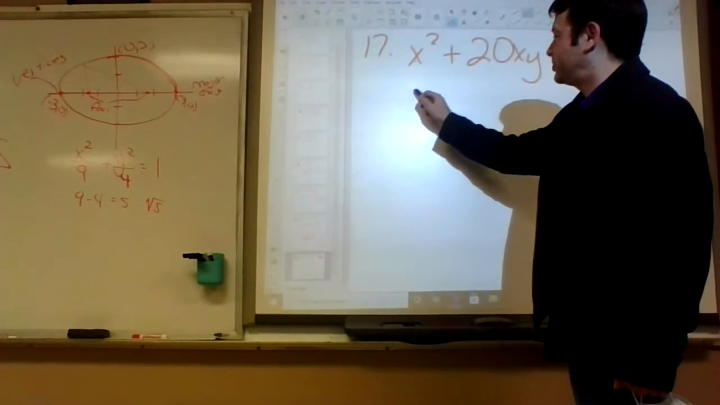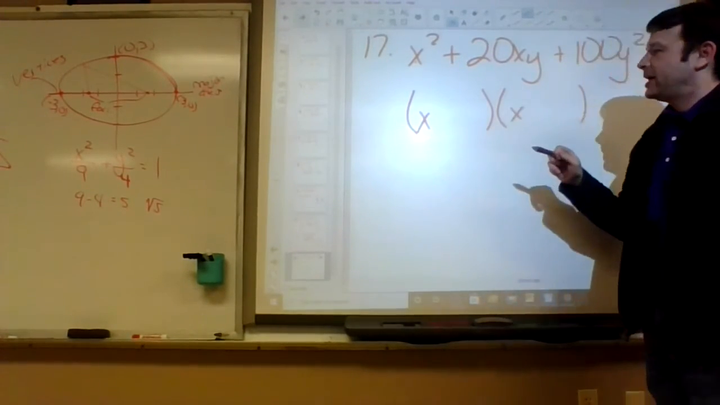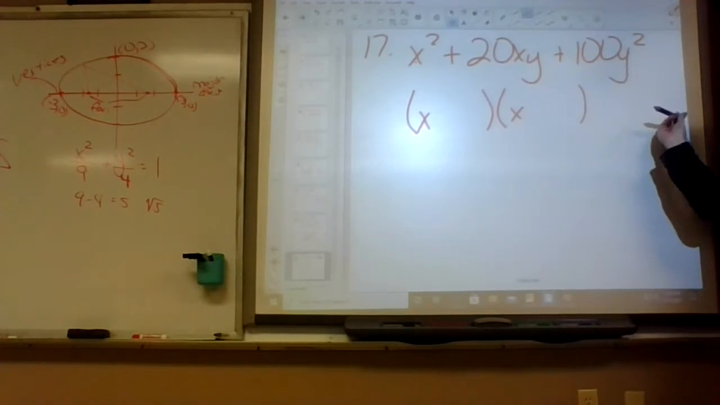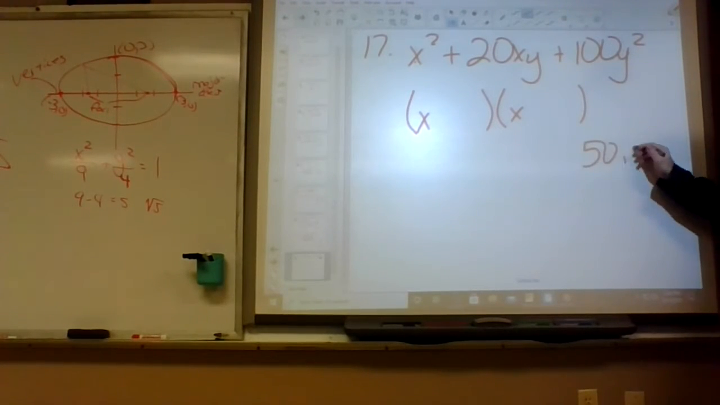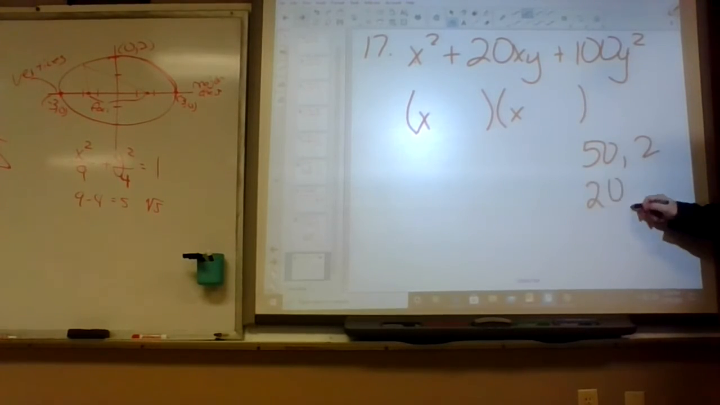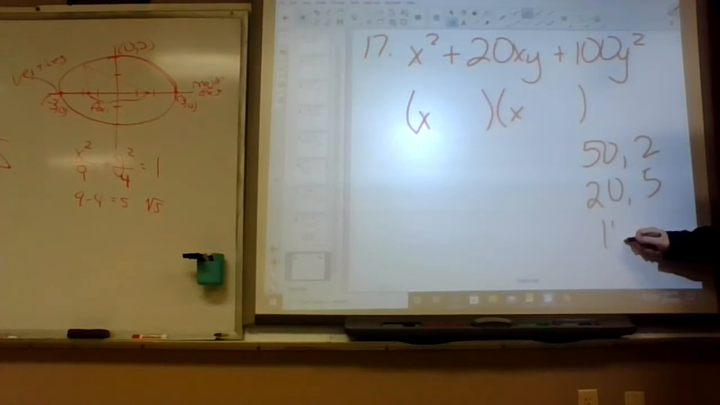So what goes into x squared? x and x. For the back part, you're still saying what goes into 100y squared. So let's focus on what goes into 100. 50 and 2. Does that add up to 20? 20 and 5, does that add up to 20? No. What else? 10 and 10, does that add up to 20?